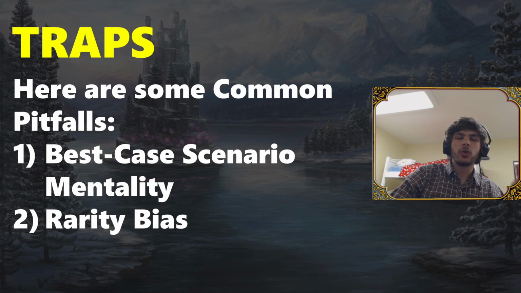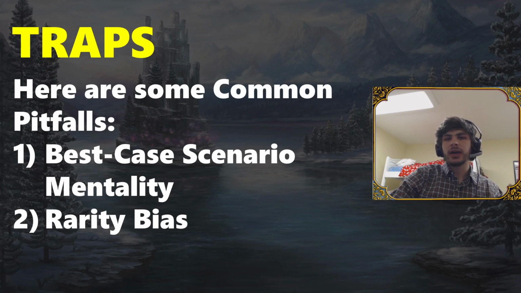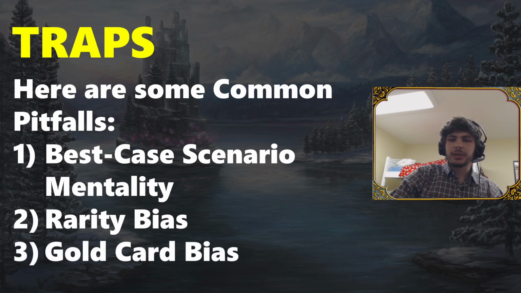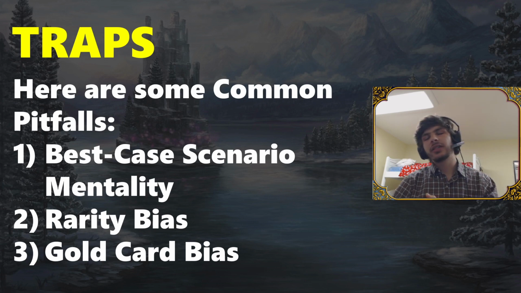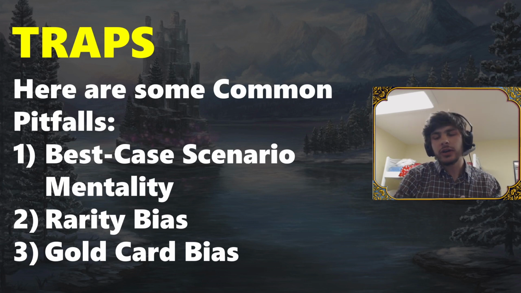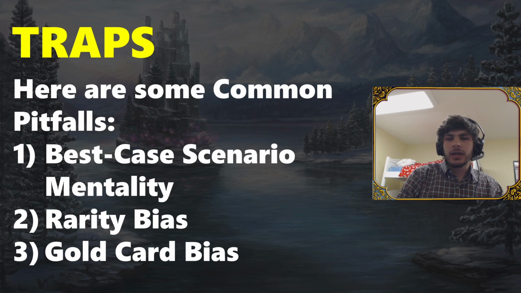Sometimes you'll see a card, you'll think, wow, this is a rare, therefore it must be good. Oftentimes it'll be, wow, this is an uncommon, therefore it must be better than this common, because otherwise the rarities wouldn't be there. Next up is gold card bias. Sometimes you see a card and you're thinking, oh my gosh, this is a gold card. They never make bad gold cards, therefore it has to be great.